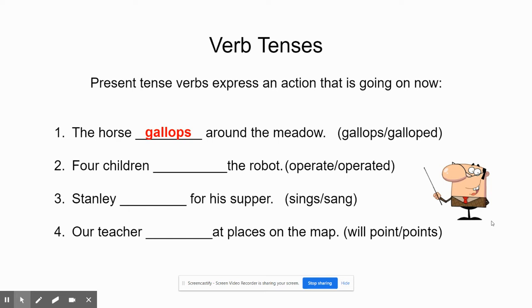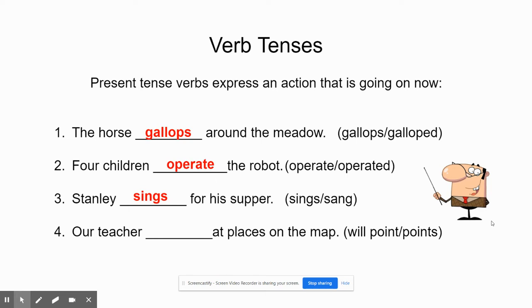How about number two? Four children blank the robot. Did you pick operate? Good job. Try number three on your own. Stanley blank for his supper. Remember, a present tense verb means it's going on now. So, sings.